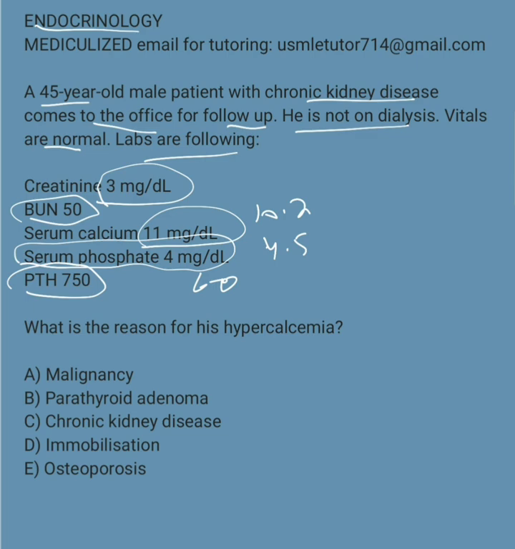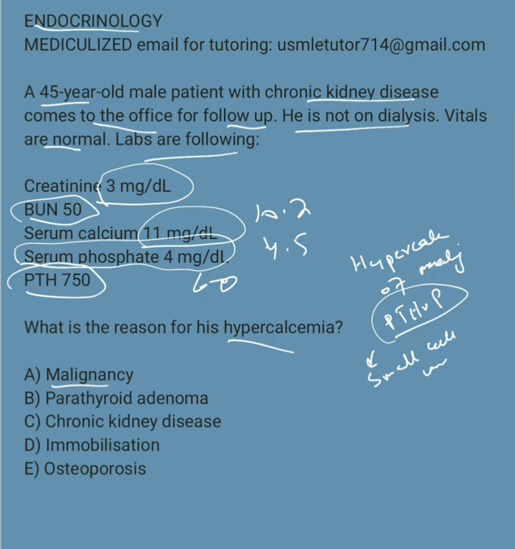So now they're asking about what could be the reason for this hypercalcemia. So what caused this hypercalcemia? Let's go through each of the options. So now we're talking about malignancy. So they are talking about hypercalcemia of malignancy. So here usually that's PTHrP, parathyroid hormone related peptide, and usually, for example, small cell cancer will be associated with this.